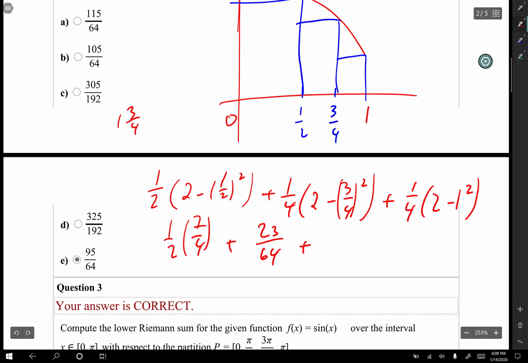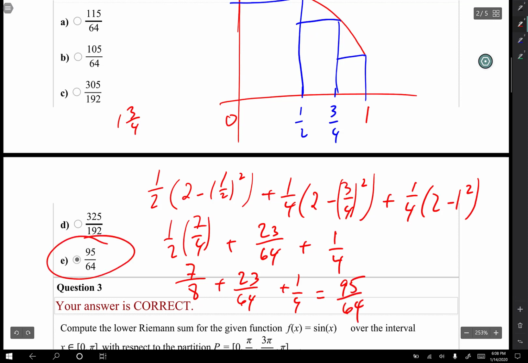And then 2 minus 1 is 1, so 1/4. And let's see, this turns to 7/8 plus 23 over 64 plus 1/4. And when I do that, let's see what I get. 95 over 64. And there we go, guys.